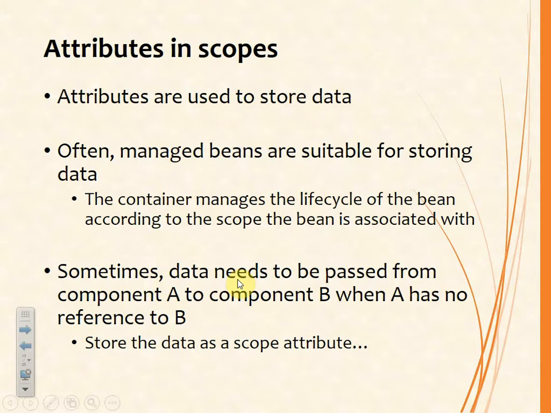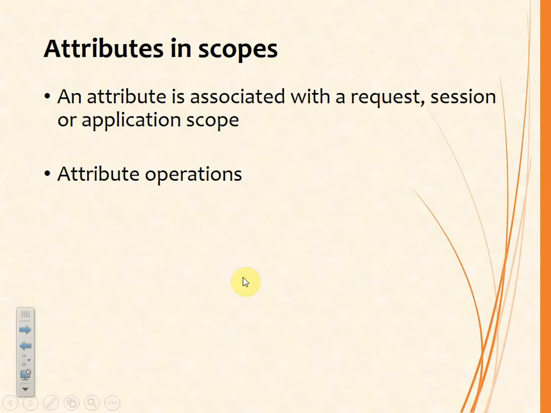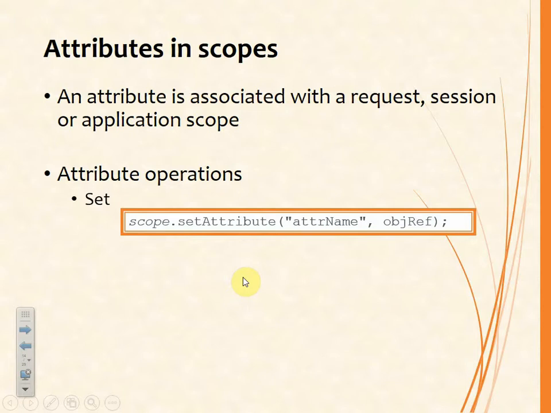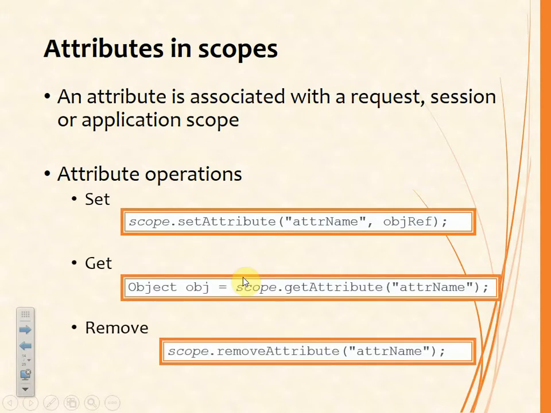It might be another model on a subsequent request, or it might be a view component, possibly for the same request or a later request, and say, right, I need to access that attribute that was put into the scope, so pull it down from the scope. So attributes are associated with one scope or another, and the attribute operations that we have are set, get, and remove. So they're the same operation for all of those attributes.